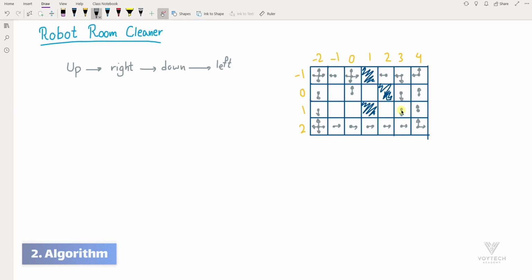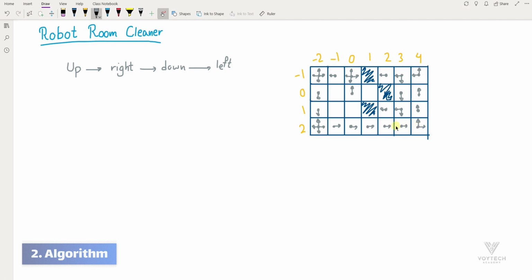Again, this is blocked, so it turned right, and the new direction is left, and it goes left. Again, it's blocked: up is blocked, right is blocked, and down is blocked. So it should backtrack to the previous cell. And when it backtracks, it sees that all around is blocked, so it backtracks again, and again. As you can see, because all of these cells are surrounded by blocked cells, we have to backtrack till we find an empty cell.